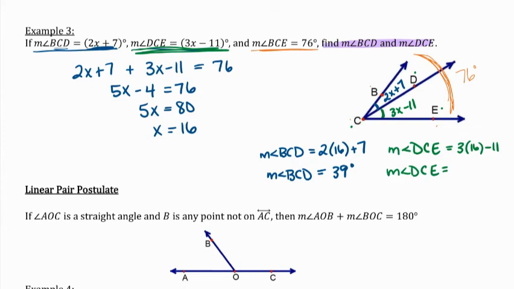Yeah, no. I did something wrong there. Okay, well, when you work it out, you should get 37 degrees, right? And if you want to check your work here real quick, if I add these two together, you add those up, you get 76 degrees, right? And that's what we wanted the whole angle to be. Okay. All right.